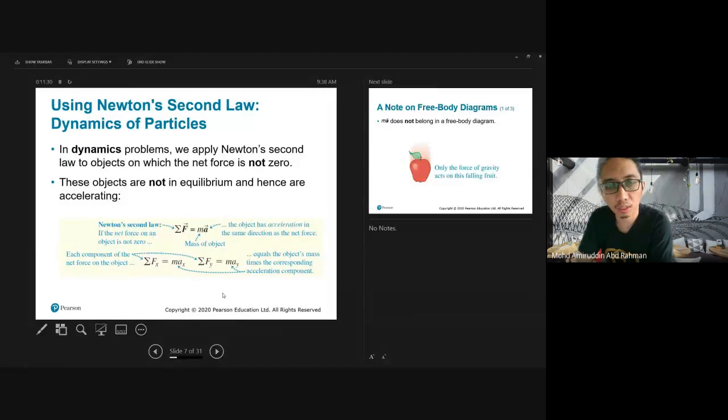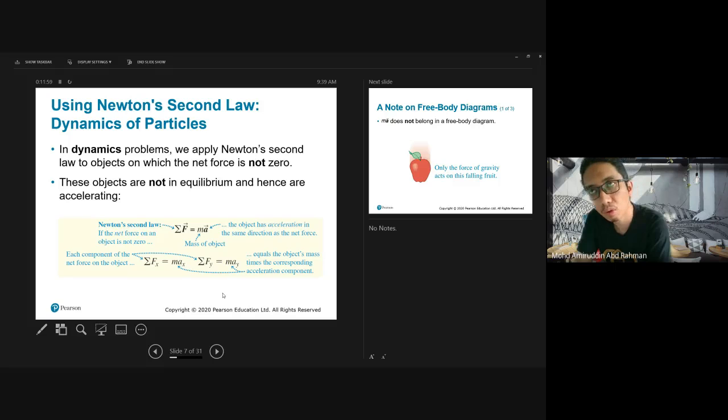Okay, so that one was about Newton's first law, and now we look at Newton's second law. So we have the dynamics problem. We apply Newton's second law to an object whose net force is not zero. So these objects are not in equilibrium and hence are accelerating. So we have Newton's second law where F equals ma.